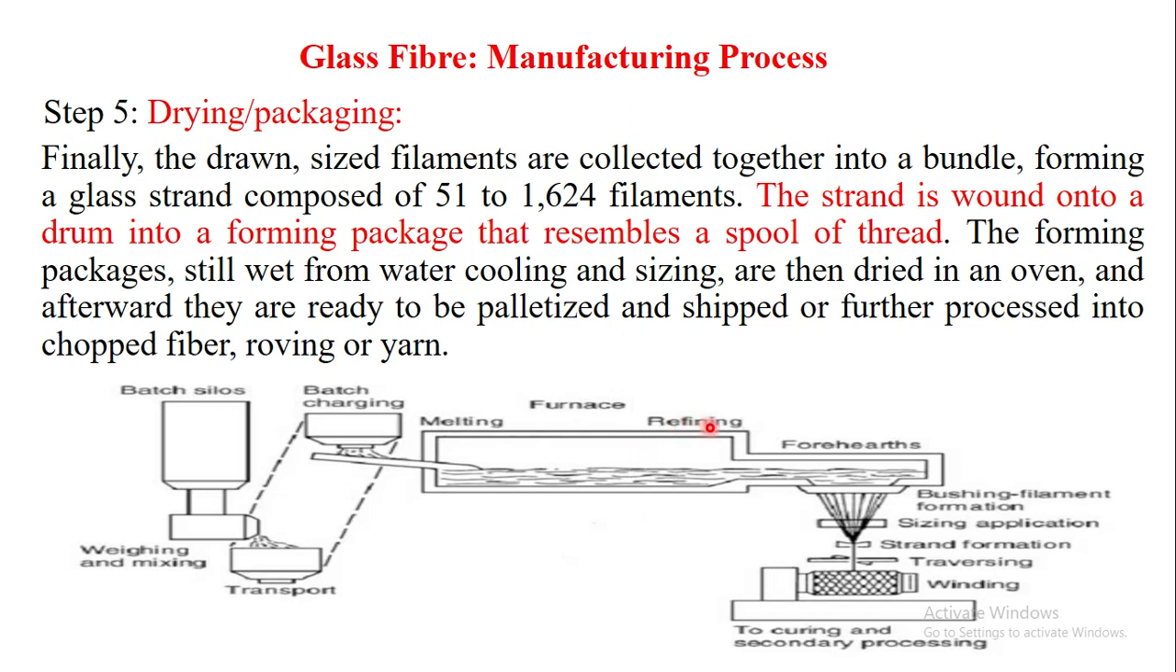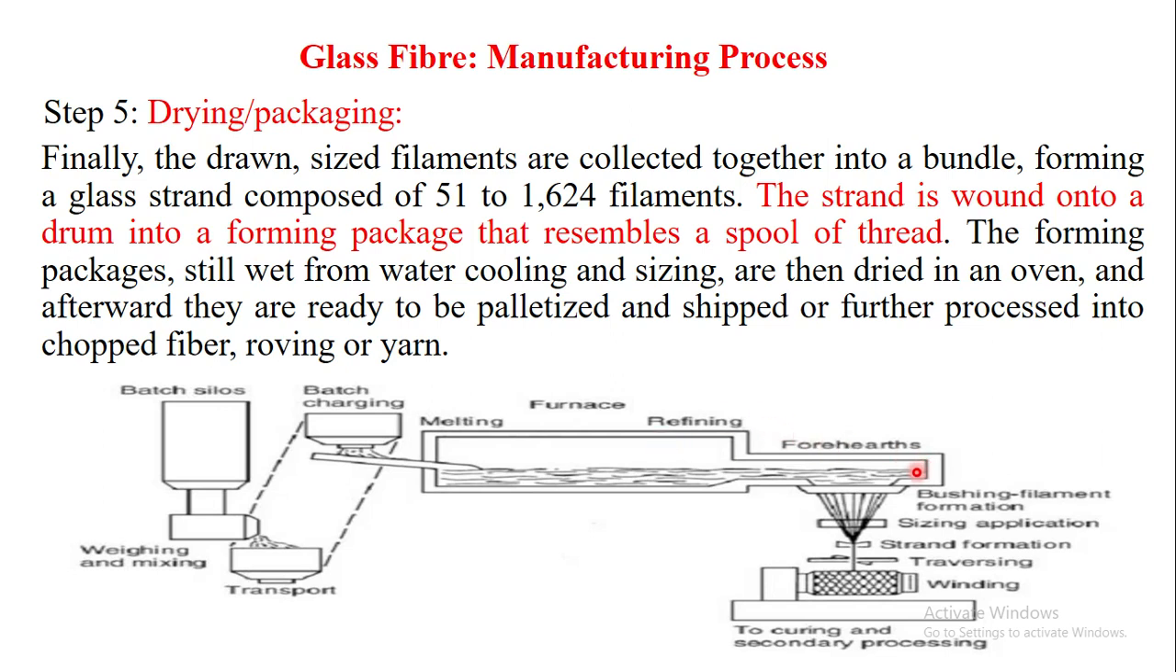Then the refining process is the fourth stage. Refining means preparing for forming the fiber. Then forehearth, which is the section of the furnace: melting, refining, and forehearth. Here, the temperature is less than the temperature at the melting point. The available temperature here is 1370 degrees centigrade, which is lower by 30 degrees centigrade.